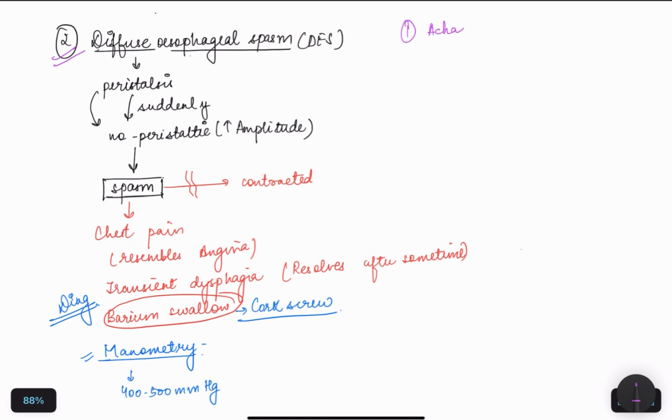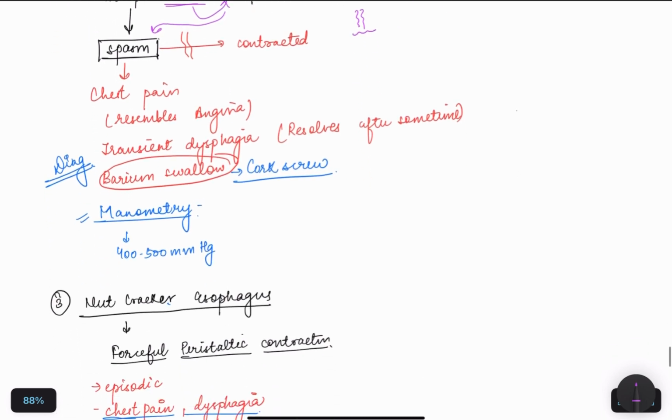Diffuse esophageal spasm basically indicates when the normal peristaltic movement suddenly converts into non-peristaltic movement, which results in high amplitude and causes spasm in the esophagus, which results in contraction. Like this, spasm occurs in the esophagus and a sudden contraction occurs.